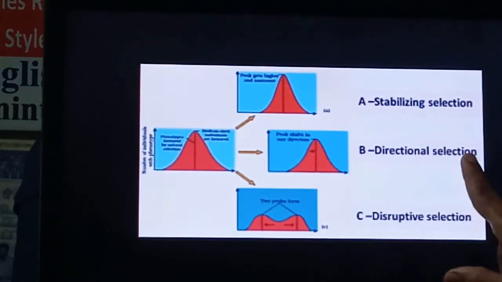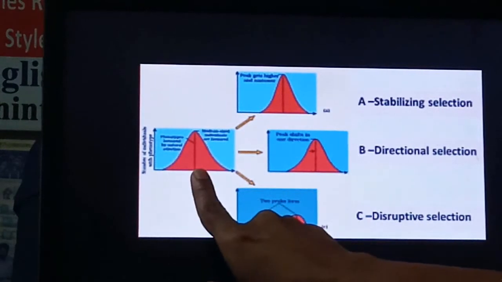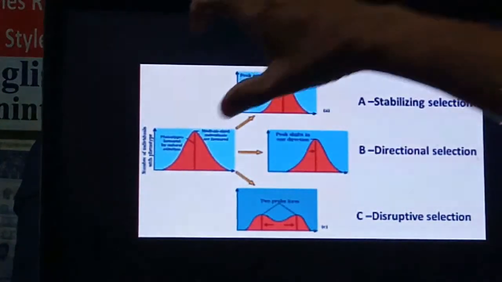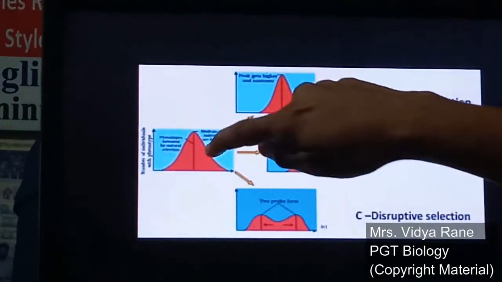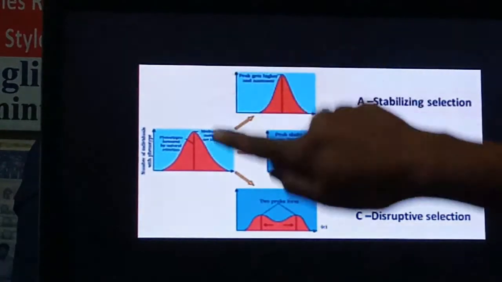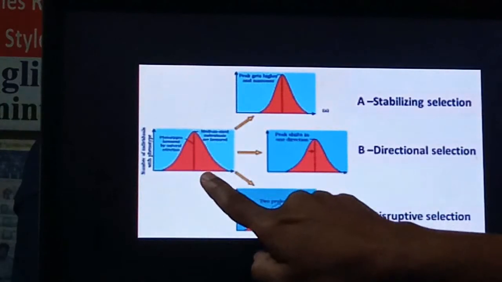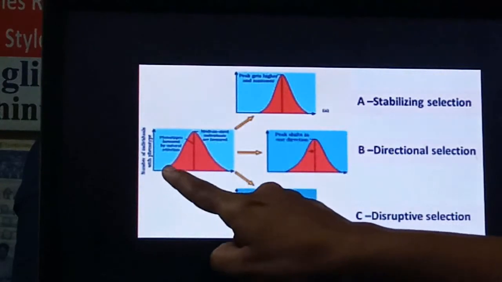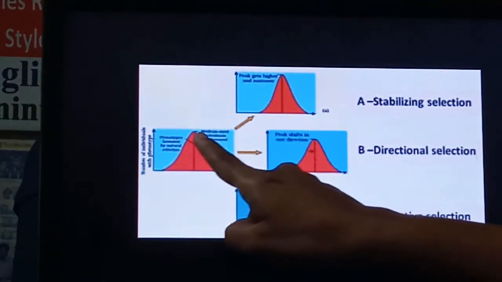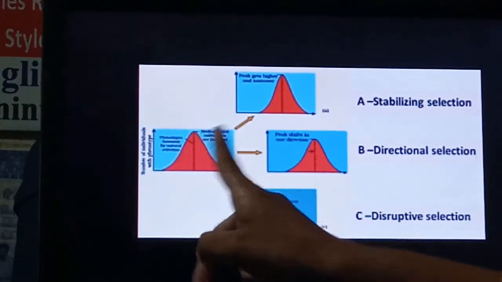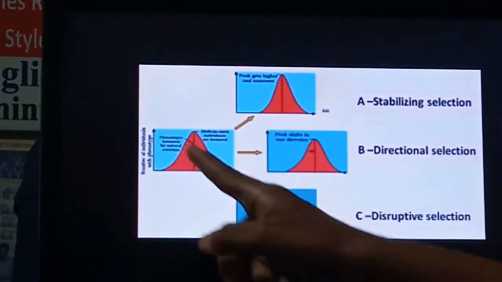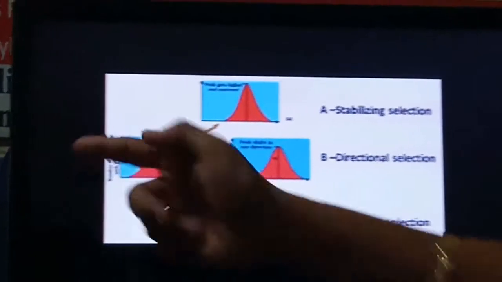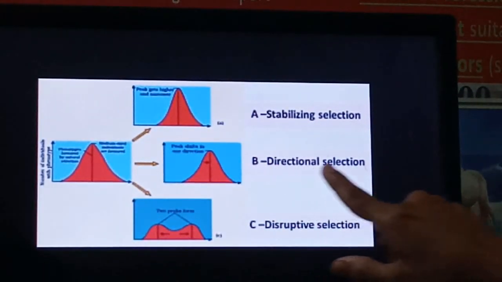The second one is directional selection. Now in this, suppose this is the main character which is shown by the number of people, right? Now suppose after some time one of the characteristics, say a blue color of eye, slowly the maximum number of people are developing and showing this character. Then this peak will shift in this direction. Or if the character on this side is selected by the species, then the peak will shift in that direction. So that's why it is called directional selection.